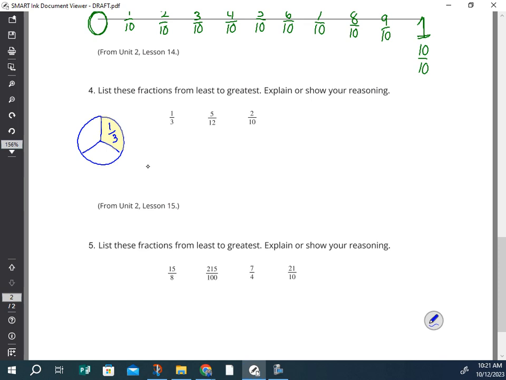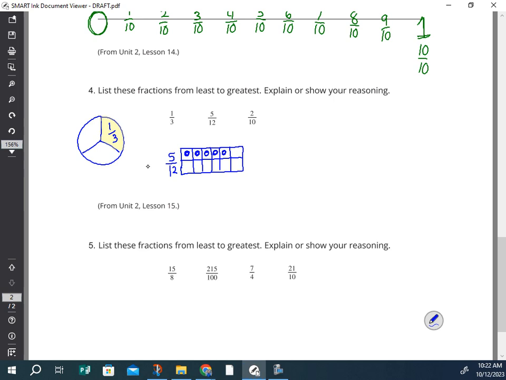I always have my students draw like egg cartons. So if I were to draw an egg carton, because there's 12 eggs in a carton, and if I fill it in, 5/12 looks like that. Ooh, it's almost half. It looks like it's closer to half than a third. So I'm going to say that one's bigger.